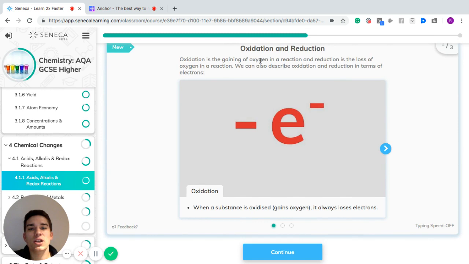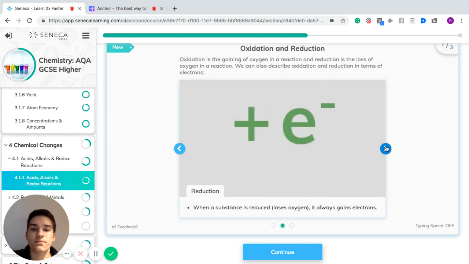Now, we can think of oxidation and reduction reactions in a slightly different way. Oxidation can also be thought of as gaining oxygen, and reduction as the loss of oxygen. But we can also think about oxidation as losing electrons. So when a metal, for example, or any substance is oxidized, it gains oxygen, but it also loses electrons. And on the other side of that, when a substance is reduced, i.e. it loses oxygen, it always gains electrons.